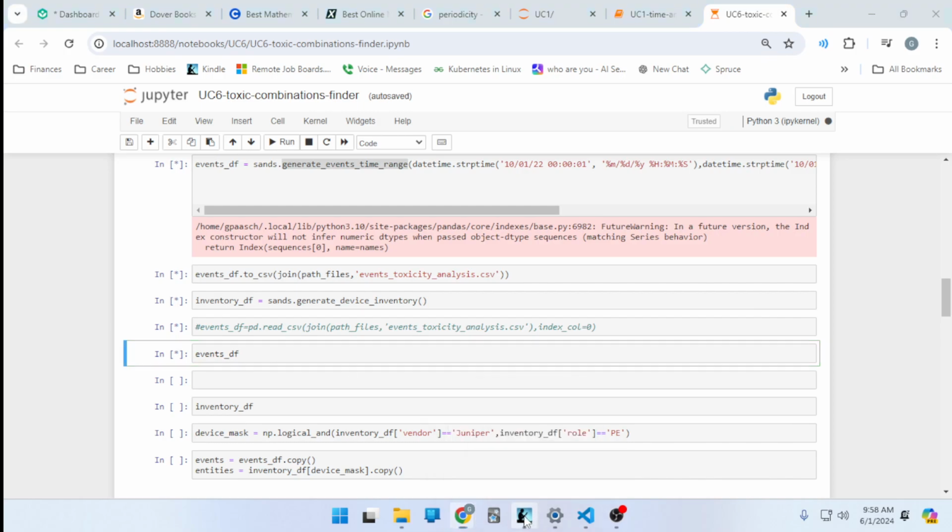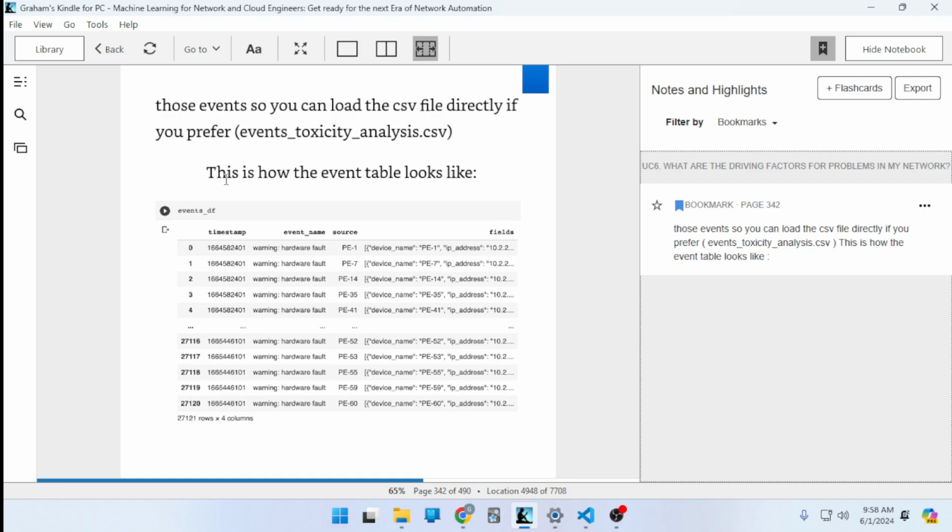All right, so that's still going. This is how the event table looks. We got some warnings here. Then we've got a list of dictionaries, key value pairs. I don't know if there's more than one dictionary. There are more than one key value pairs in this dictionary. But this should look pretty familiar from the last few videos. This looks like it's able to be converted into a pandas data frame.